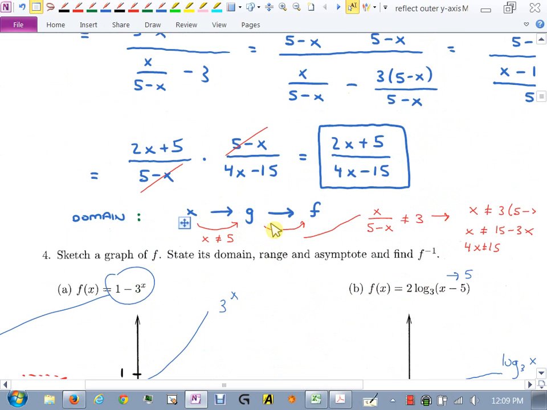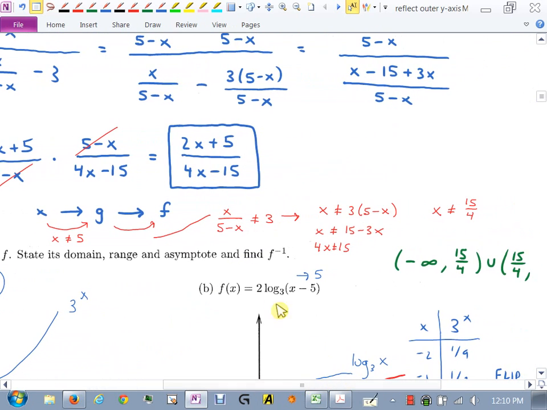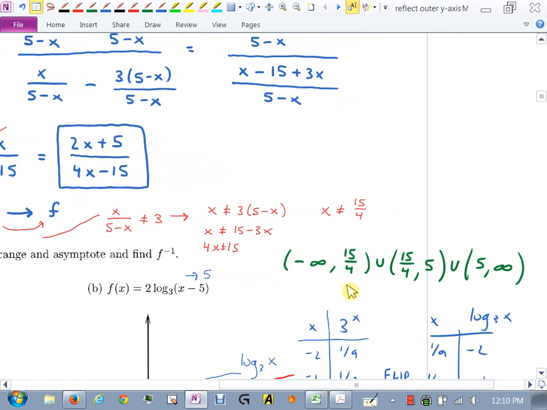I ran out of room here. I need to make sure on this little link right here that the g function cannot be 3. If this thing ever spits out a 3, I'm in trouble. So you have to go solve that. Multiply both sides by 5 minus x, and you figure out eventually that x can't be 15/4. So your domain is this. You take out 5, you take out 15/4.